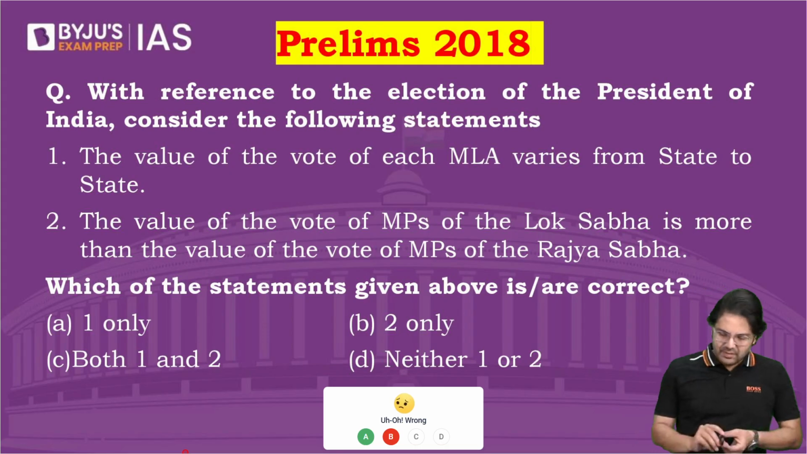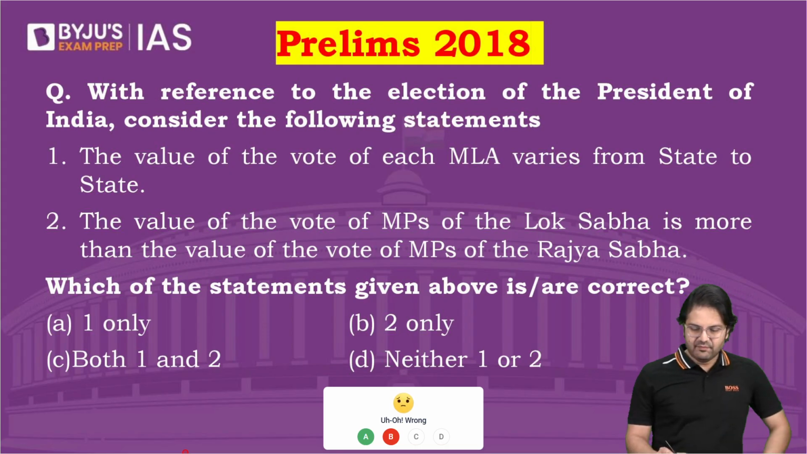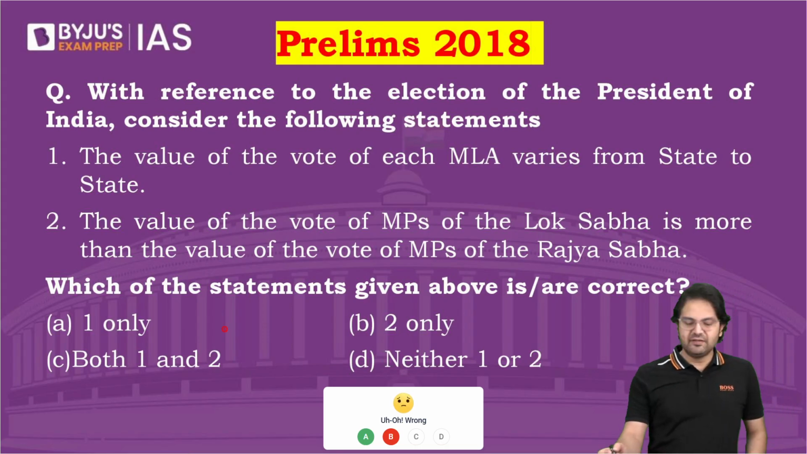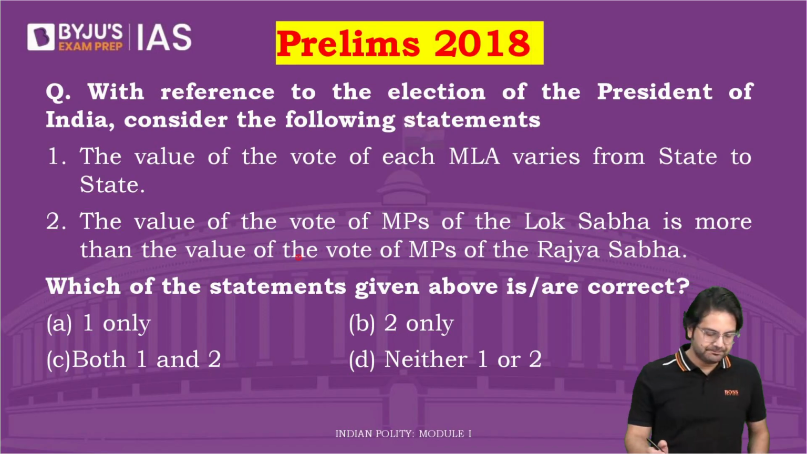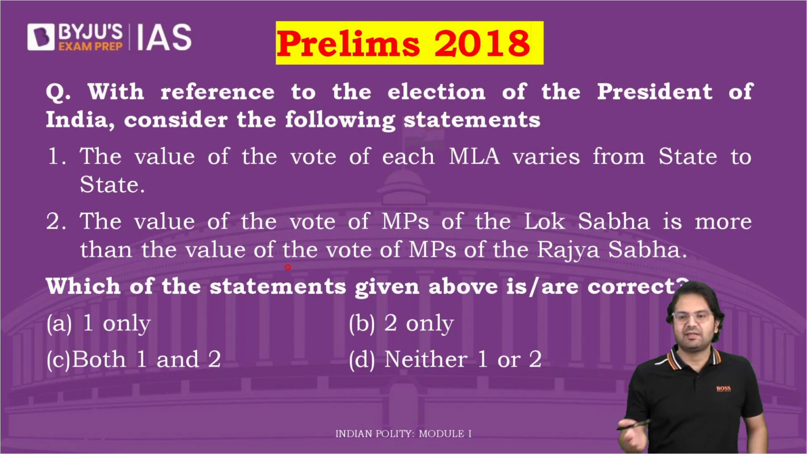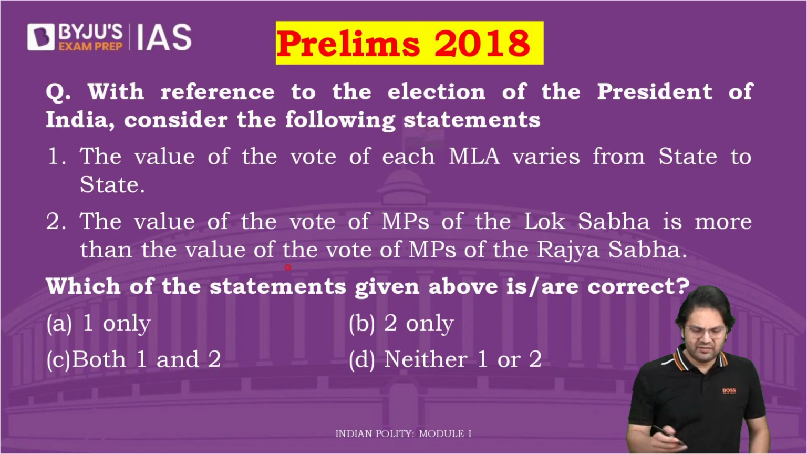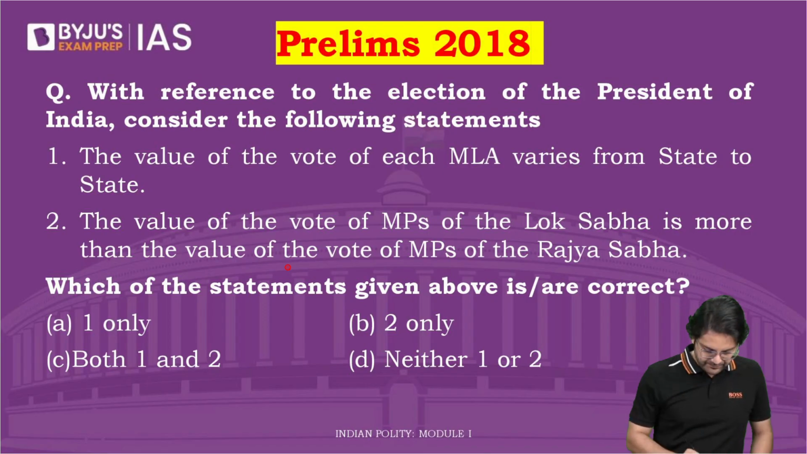Okay, easy question. The value of vote of each MLA varies from state to state. We just saw, right? For example, the MLA vote value in Kerala is different from that of, of course, MP. UP 208, Sikkim 7, Andhra Pradesh 159, Karnataka 131. So this is correct. One is correct.